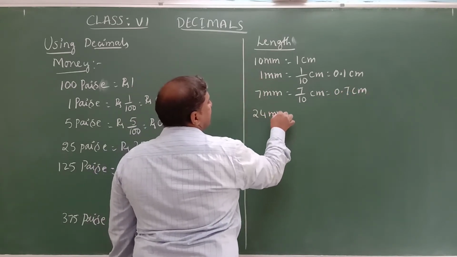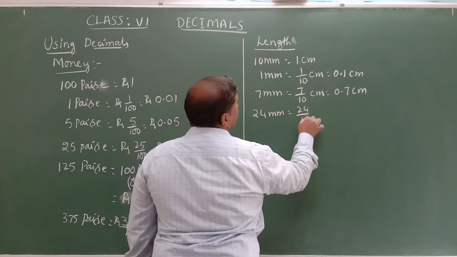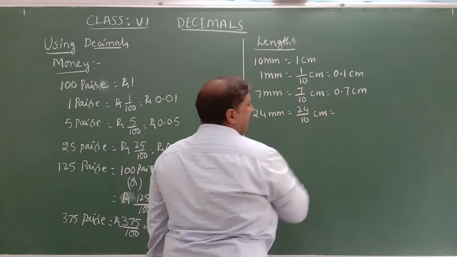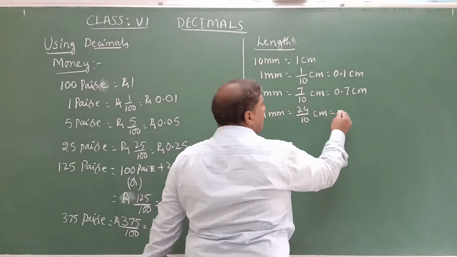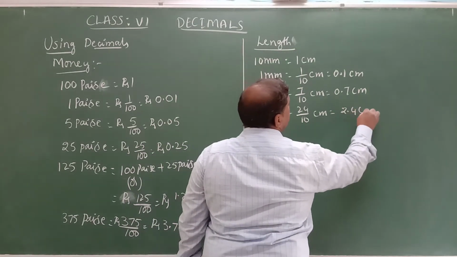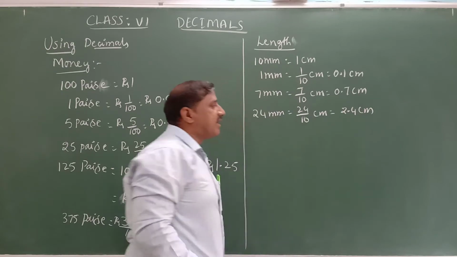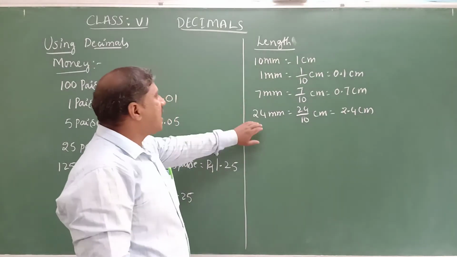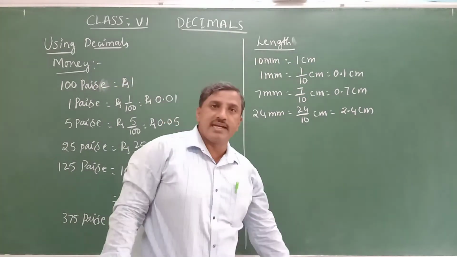24 millimeters is equal to 24 by 10 centimeters. That is, keep the decimal point after 1 digit from the right side, and we get 2.4 centimeters. Now there is a relationship between millimeters and centimeters.